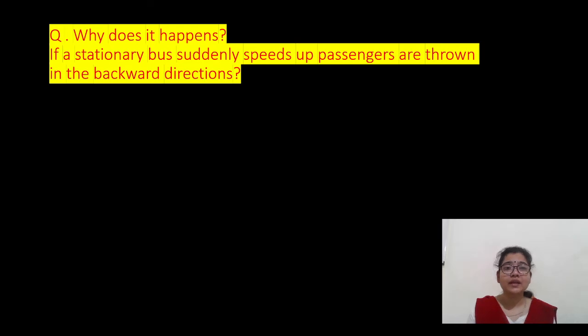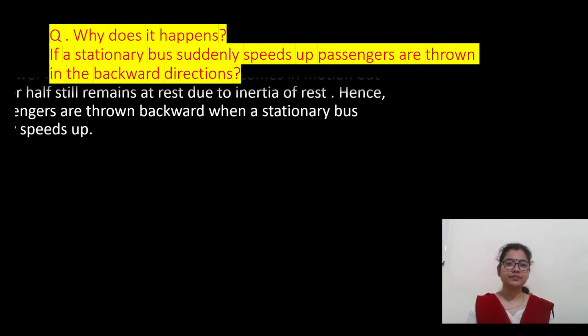Now, tell me, why does it happen that if a stationary bus suddenly speeds up, passengers are thrown in the backward direction?